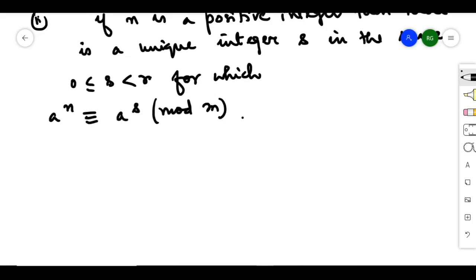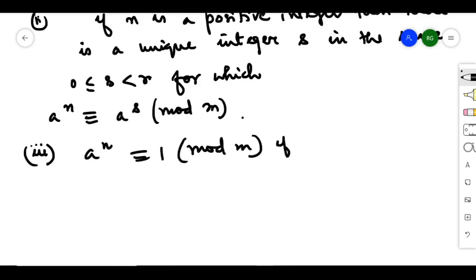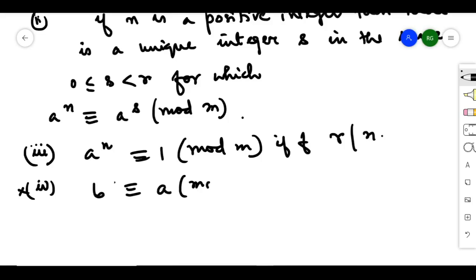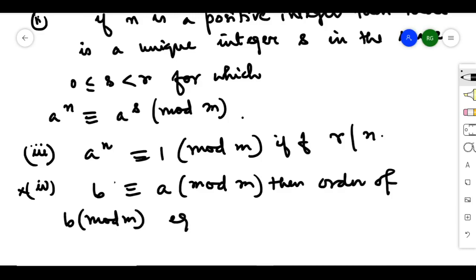The third result on order is a to the power n congruent to 1 mod m if and only if the order r divides n. And the last one: if b is congruent to a mod m, then the order of b mod m equals the order of a mod m.